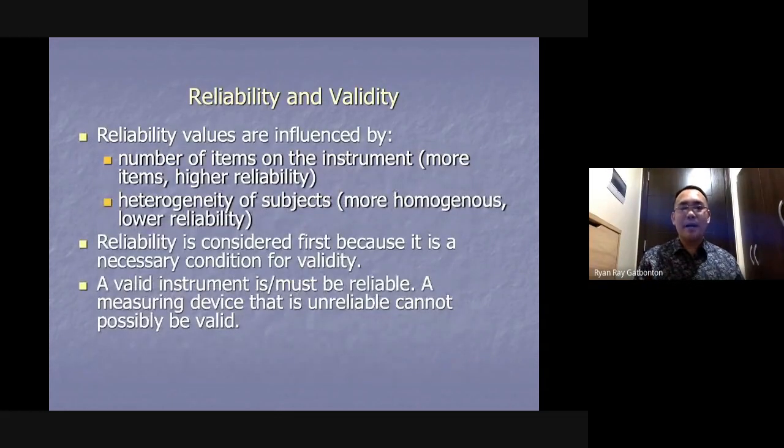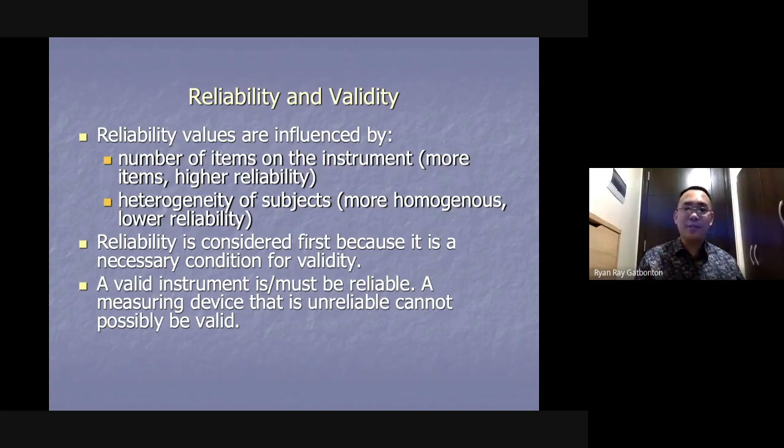Now, here are some reminders on the relationship of reliability and validity. Reliability values are influenced by the following factors. The number of items on the instrument: the more items you have in your questionnaire, the higher the reliability. The second factor is the heterogeneity of your subjects: the more homogeneous your respondents or subjects, the lower the reliability.